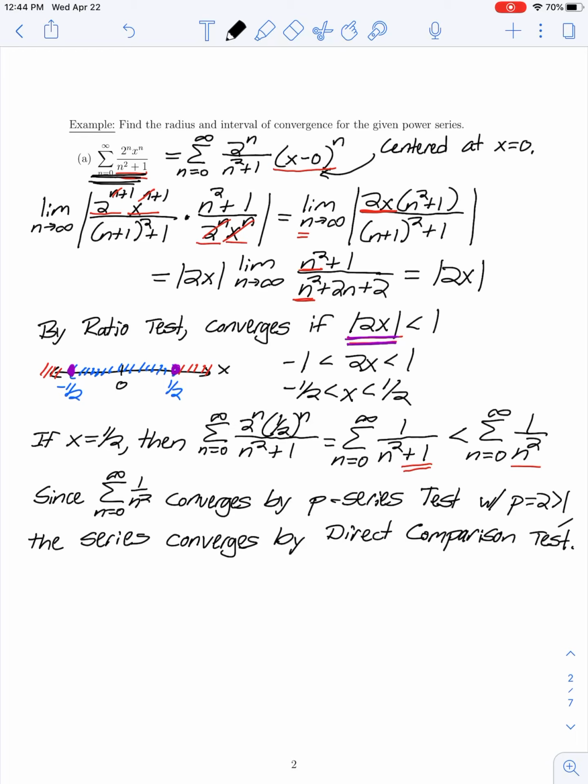So we tested that right endpoint, x equals positive 1/2, and we saw that the series converges at that right endpoint. So we have to consider now our left endpoint of the interval.